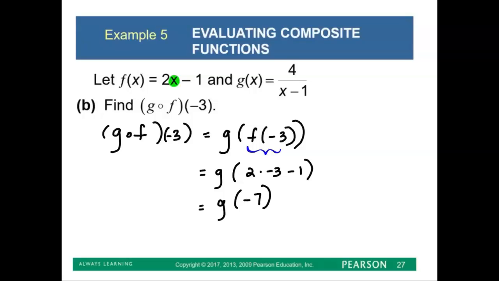Okay, and then finally plugging negative 7 in for g, we have 4 all over negative 7 minus 1, which is 4 all over negative 8, which is negative a half.